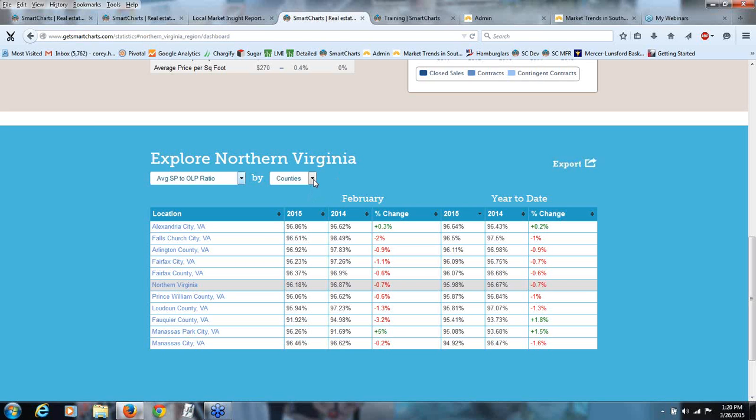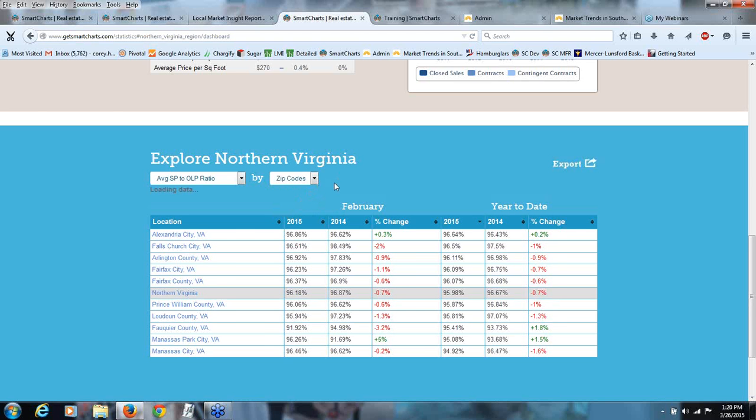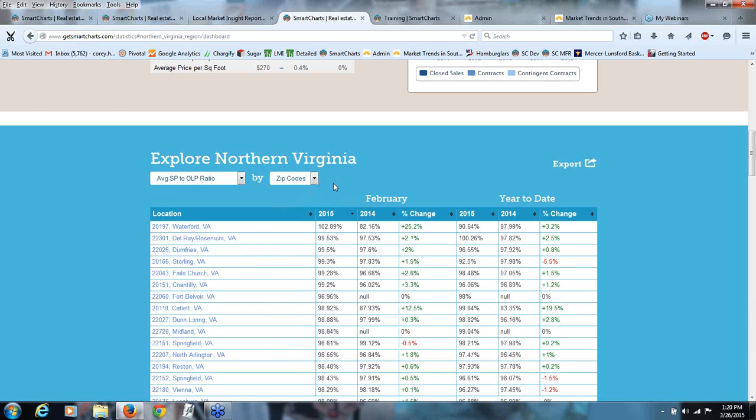So there's the county level. You can also look at average SP to OLP by cities and by zip codes. So I can see all zip codes within Northern Virginia for any metric that we report on, and this can all be exported to Excel by clicking here, and you'll get a CSV file with all of this data if you want to go and use it elsewhere.